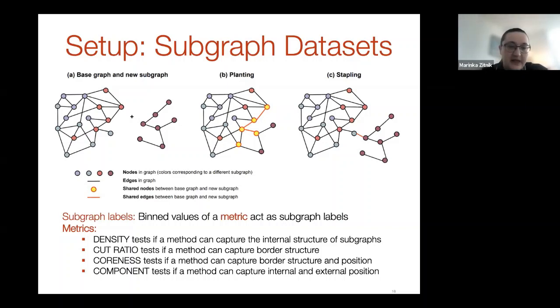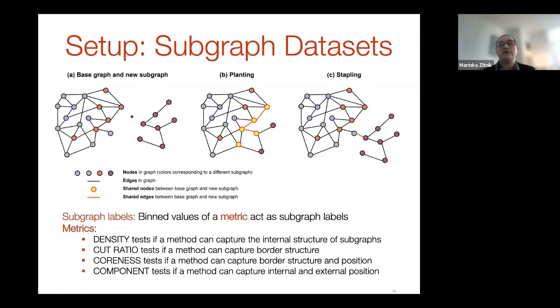To define subgraph labels, which are represented here by colors of nodes, we calculated a variety of network metrics, and we binned the values of those metrics, and the binned values act as subgraph labels. For example, we defined a data set, density, that consisted of the base graph and a large number of subgraphs. Subgraph labels were defined by the density of edges in those subgraphs.